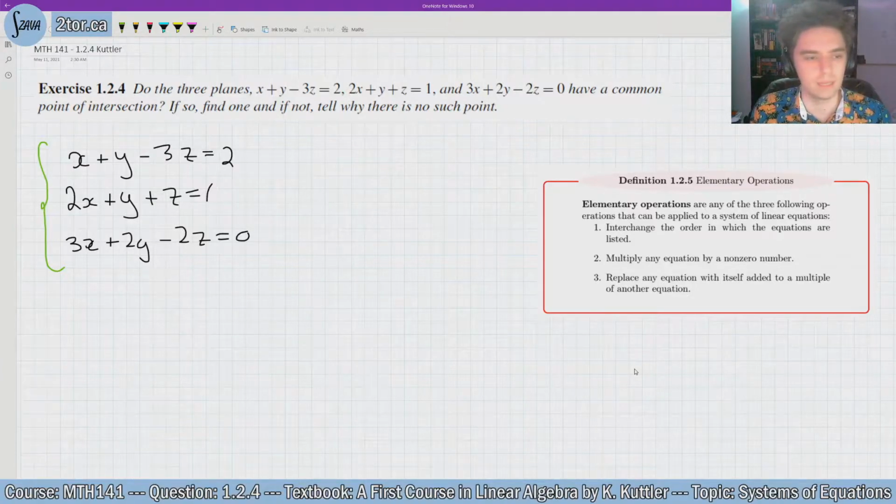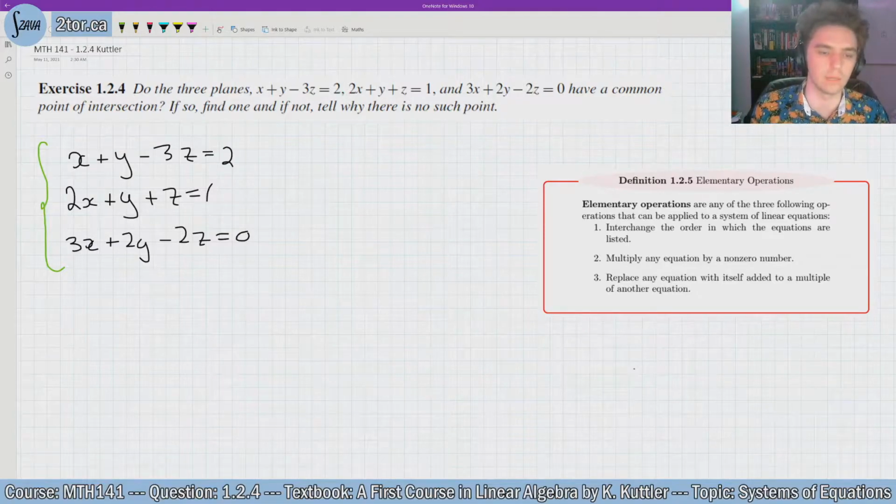So let's start here with what our goal is. Our goal is to get one of these equations with only one variable. That will let us simply solve for one of the variables, and then we can back substitute: we know one of the values, substitute back in, and then we have a simpler system to deal with.